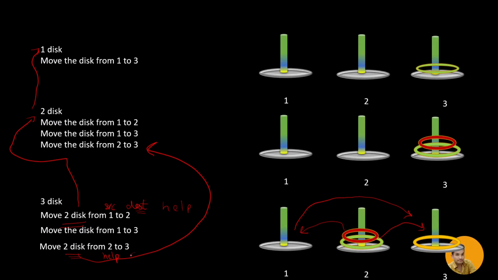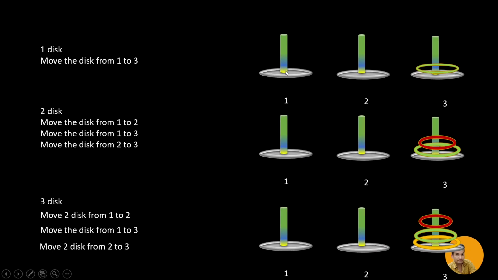Right? 3 is the destination. Okay. So let's look for n equal to... yeah, the movement is done, you can see. Now when there was one disk, it took one step, right? We moved the disk from 1 to 3, so it took one step.